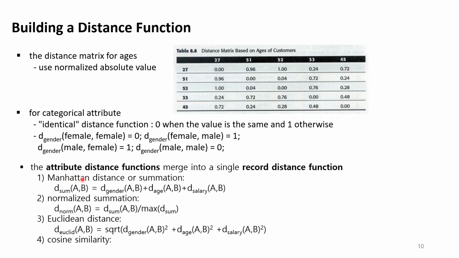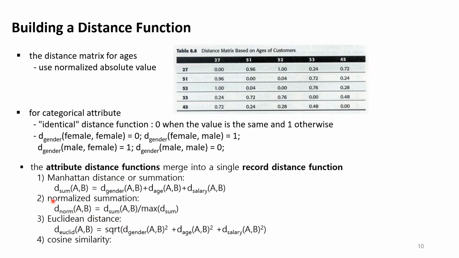The first choice is called the Manhattan distance. This one is very simple. This is the distance in the gender attribute, this is the distance in the age attribute, and this is the distance in the salary attribute. Simply add them together, and this is the final distance between data A and data B. Then it's called the Manhattan distance.